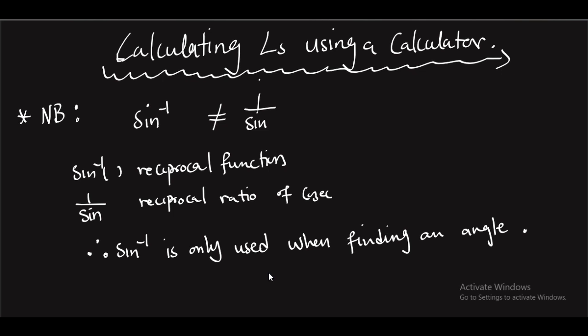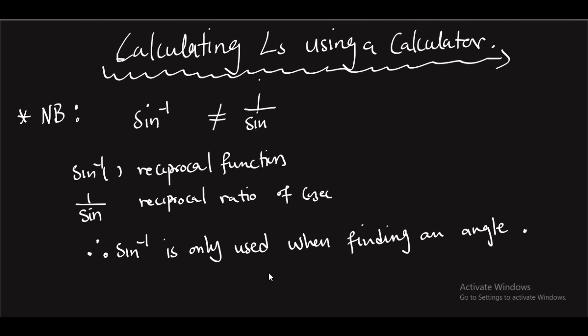This sine to the -1 is an inverse function, and this 1 over sine is a reciprocal ratio, cosec. So the value of this one, we call arc sine. The value of arc sine and the value of this reciprocal ratio are not the same, so do not confuse them.